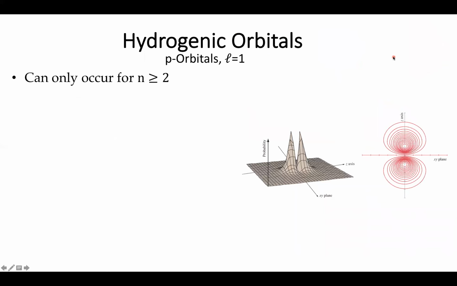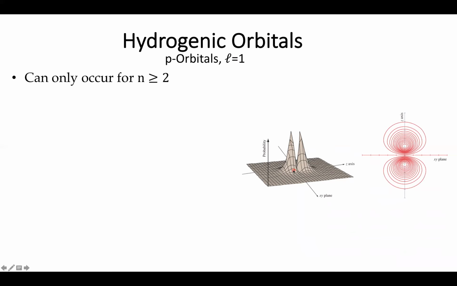However, things get a little bit more messy when we have an L of 1. So it is worth generating what we call our p orbitals. It is worth noting that p orbitals can only happen if n is 2 or greater. And the reason why is because, remember, L can't have a value greater than n minus 1. So n minus 1, if n is 2, minus 1 means we can now occupy our first subshell.